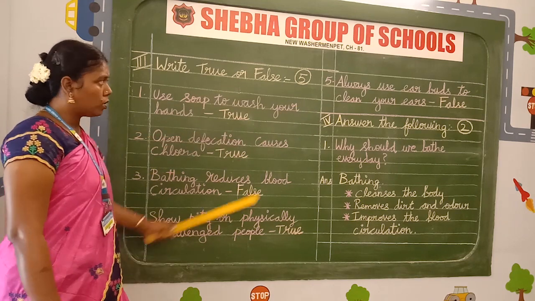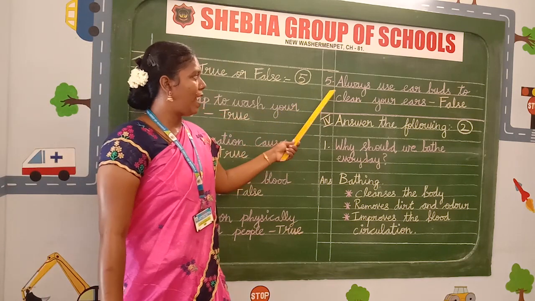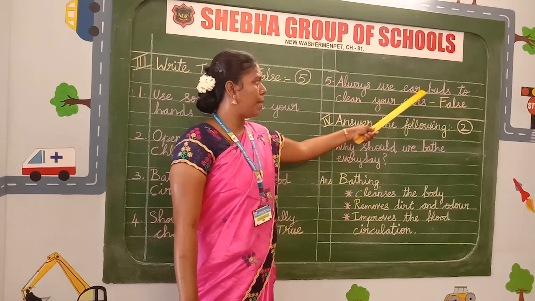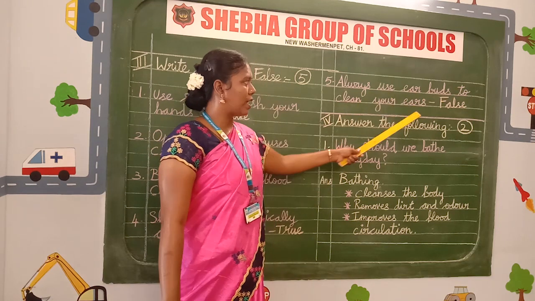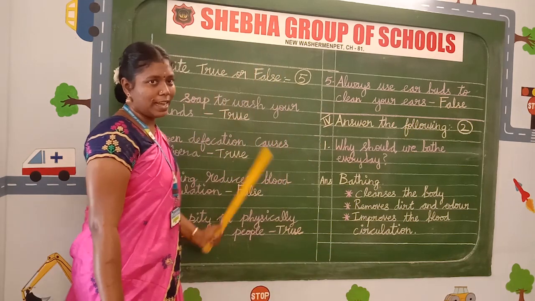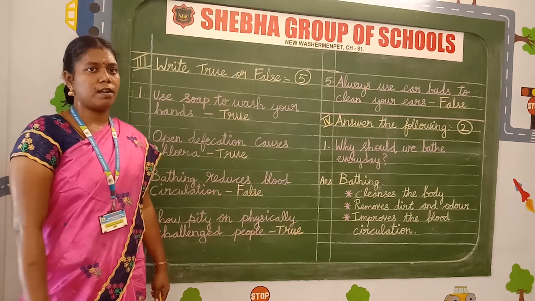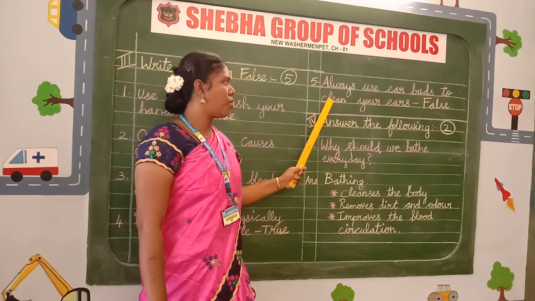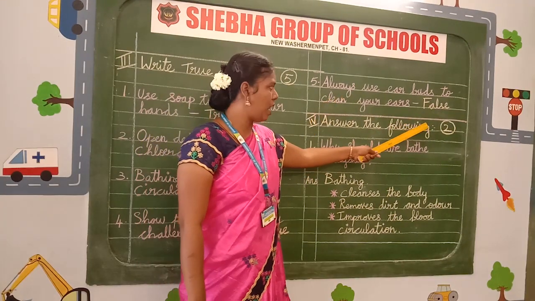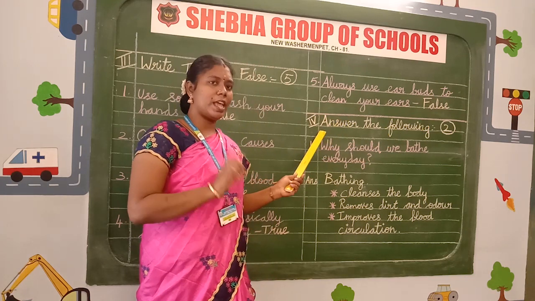So you have to continue the next page. Okay, otherwise you can continue the next page. Number 5. Always use earbuds to clean your ears. False. F-A-L-S-E, false. You must write neatly. Leave the finger gap and write the handwriting neatly, children. After finishing true or false, you can cover the line by using a scale. After you can have your space, means just continue the fourth row letter. Otherwise, you take a fresh page.